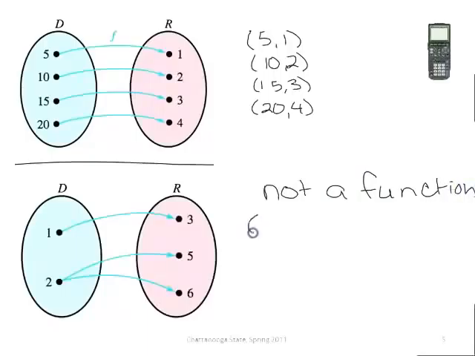Because if I list my ordered pairs here, I have the ordered pair 1, 3. I have the ordered pair 2, 5. But I also have the ordered pair 2, 6. And I can't have that 2 being paired up with two different y values.